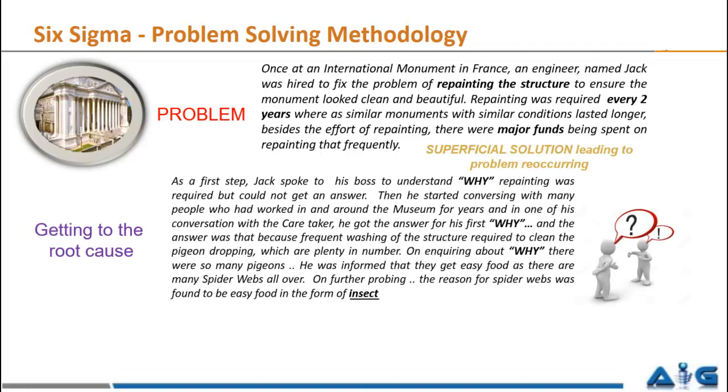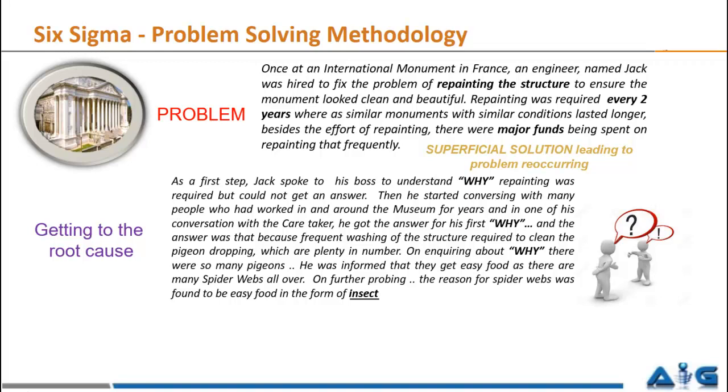As the first step, Jack spoke to his boss to understand why repainting was required, but he could not get an answer. He started conversing with many people who had worked in and around the museum for years, and in one of his conversations with the caretaker, he got an answer for his first why. The answer was that frequent washing of the structure was required to clean the pigeon droppings, which were plenty in number. On inquiring about why there were so many pigeons, he was informed that they get easy food as there are many spider webs all over.